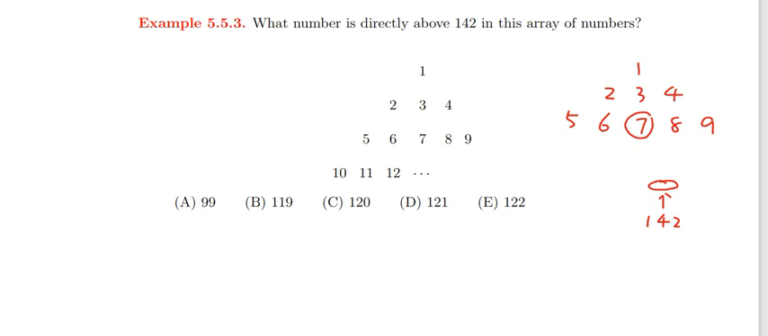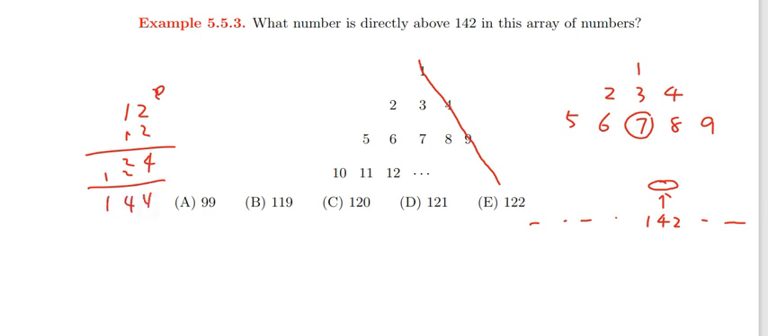At first we check those numbers, like 1, 4, 9. We find these are squares: 1 squared, 2 squared, 3 squared. So let's check, 142 is in which row? In which row? So we just check, how about 12 squared? 12 squared is 12 times 12, which is 144.